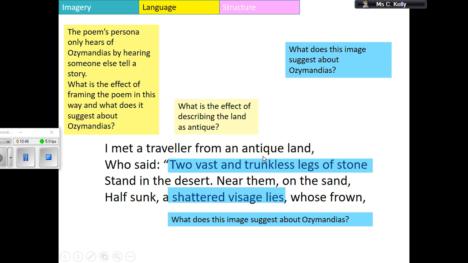Then I want you to think about the word antique. So what's the effect of describing the land as antique? In that one, I want you to think about the connotations of the word antique. In this next quote, 'two vast and trunkless legs of stone', I want you to tell me what you think this image suggests about Ozymandias. And the last image, 'shattered visage lies', I want you to do the same question, what does this image suggest about Ozymandias? So pause the video now, answer those questions, and then we'll move on to what my answers were.